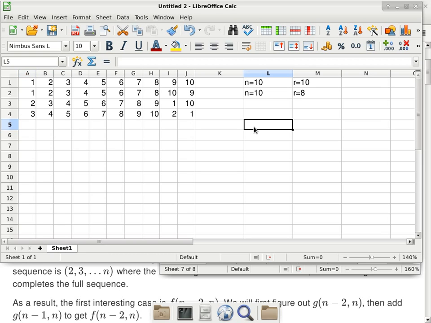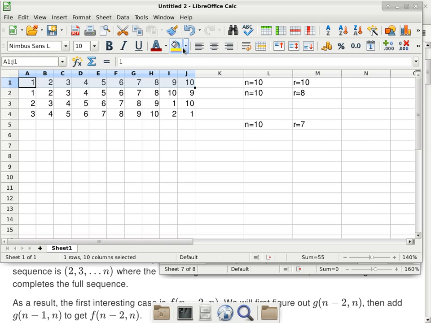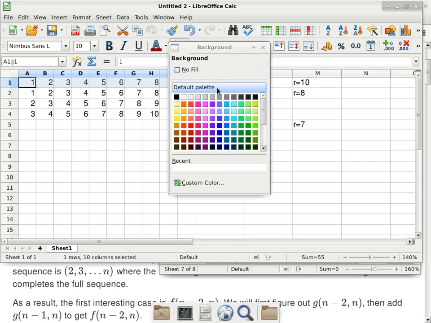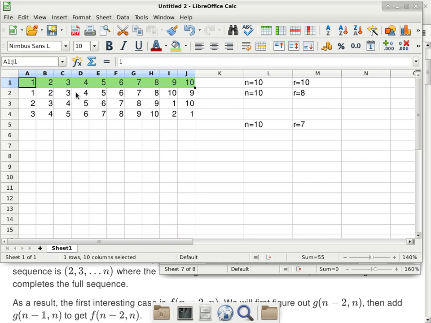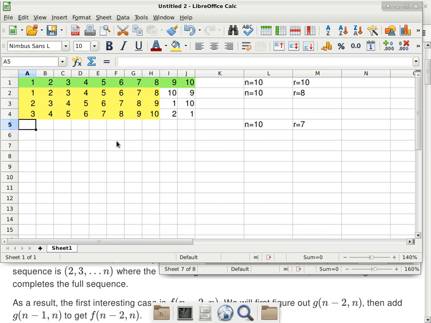Okay, so we'll document this and say these are the cases when n equals 10 and r equals 7. And I'll even use some color highlighting here. Let's see, border color, by style. Where does it let me change the color of cells? Right there. Okay, so nothing too fancy, just highlighting which portion is already fixed. There we go.